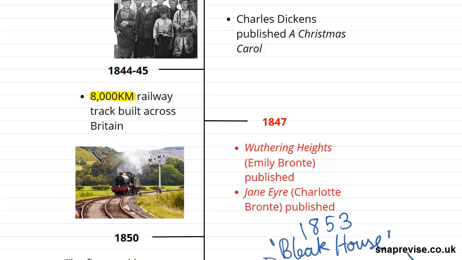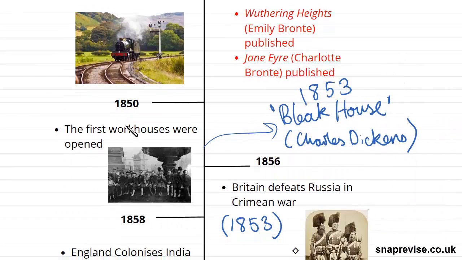This is incredibly important as it represents the beginnings of industrialisation and the expansion of countryside into cities and the interconnectedness of the entire country. In 1847, Wuthering Heights by Emily Bronte was published, and also Jane Eyre by her sister Charlotte Bronte was published. In 1850, the first workhouses were opened, which were designed to accommodate the poor people in the ever-expanding industrial cities.